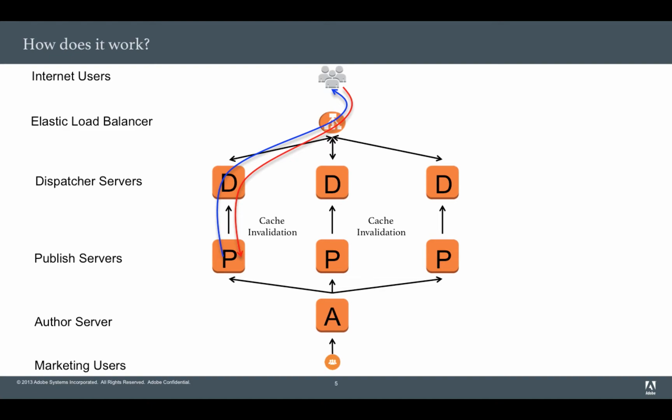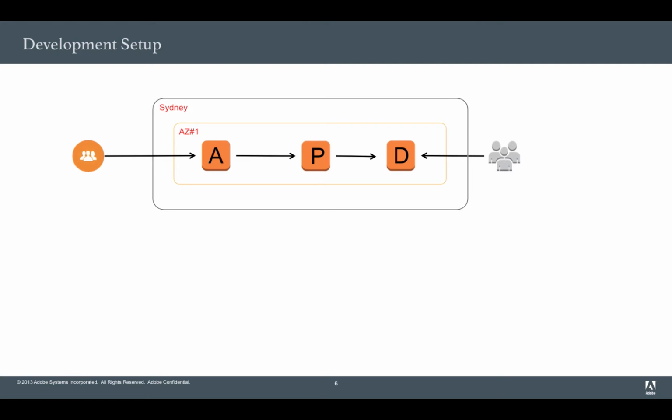From this point onwards, we'll look at the different architectures and their use cases. The first one is the development setup. Development setup is something that you use in every project. This is where the developers collaborate during their project development. We can run all the servers on Amazon Web Services, the fundamental ones being author, publisher, and the dispatcher service, all running on AZ1.